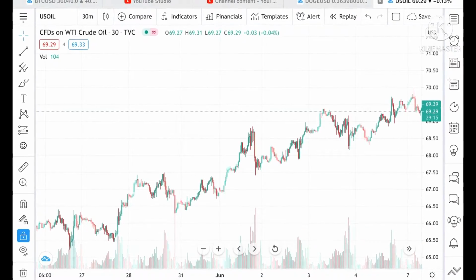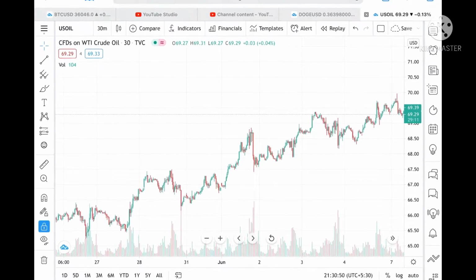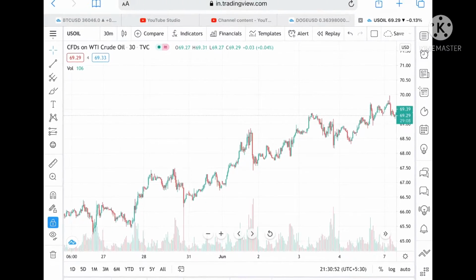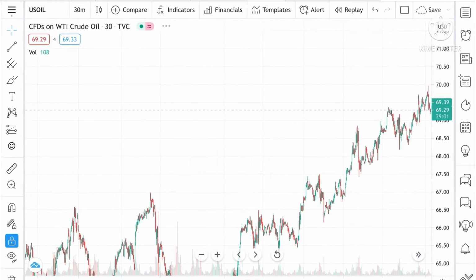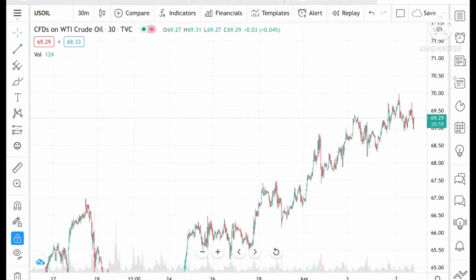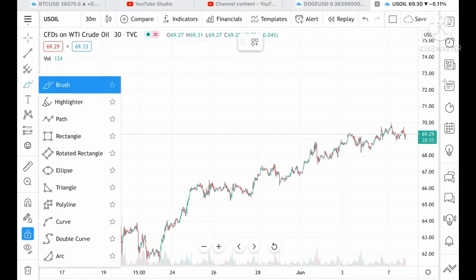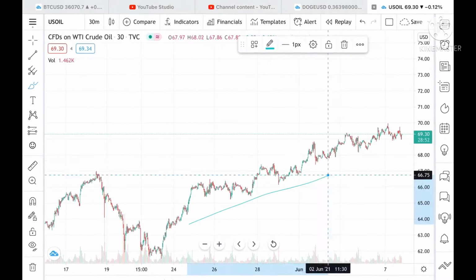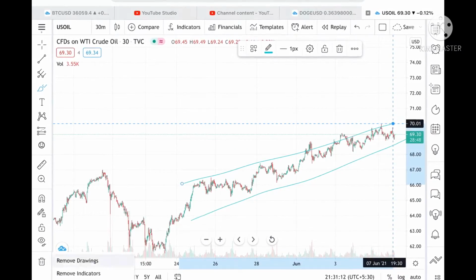Today in this video I will tell you how the crude price can move in the next 2 days. On this chart we have seen that crude price is continuously making new highs. This is the pattern it is forming, and if you look at it, we can see that it is continuously moving upside.